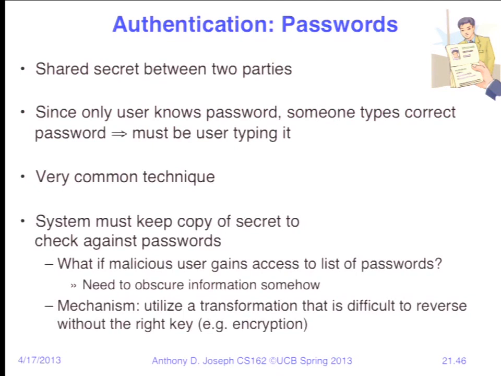Now, the system has to keep a copy of the password, because malicious users are always gaining access to these lists of passwords. In the Adobe case, they now think it was more than 100 million passwords that were leaked out. So we want to make sure those passwords are obscured. All right? So what are we going to do? Our mechanism here is going to be to transform each password in a way that's difficult to reverse. So hashing, encryption, effectively is what we want to do here.